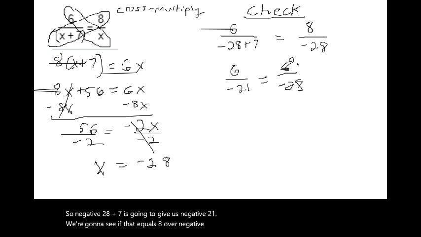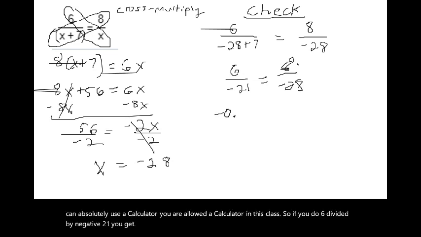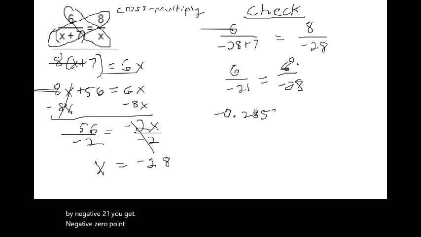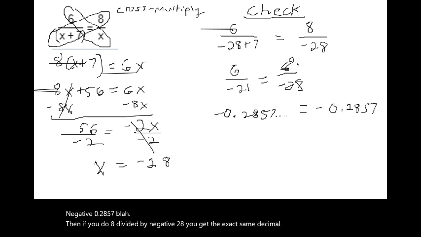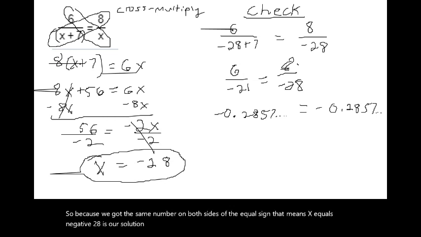Now for something like this, remember, you can absolutely use a calculator. You are allowed a calculator in this class. So if you do 6 divided by negative 21, you get negative 0.2857, and so on. Then if you do 8 divided by negative 28, you get the exact same decimal. So because we got the same number on both sides of the equal sign, that means x equals negative 28 is our solution, so we get to circle it and call it our solution.